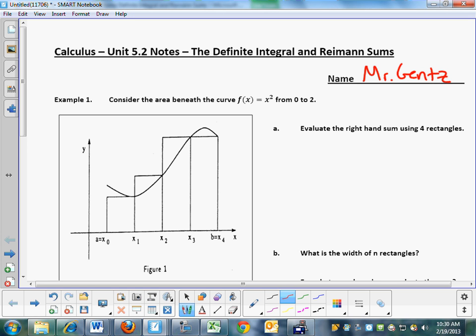And we said that in order to evaluate the sum, we need to take the width times the sum of the heights. Now, what is the width of each one of these? 0.5, 1/2.